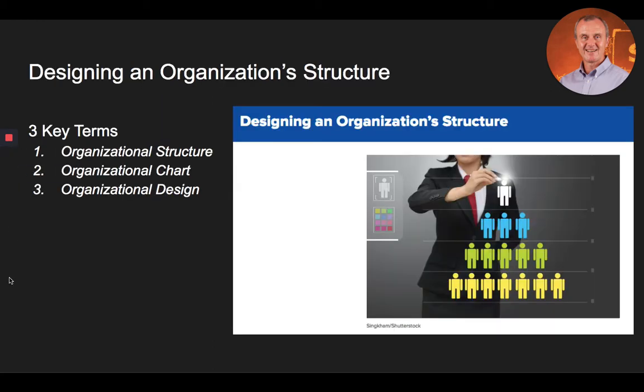Now, let's first talk about the basics of designing an organization structure. One of the most fundamental challenges all organizations confront early in their life cycle is the creation and continuous improvement of an organizational structure. An organizational structure is the framework used by businesses and other organizations to define how tasks are assigned, how resources are deployed, and how departments and functions are linked.